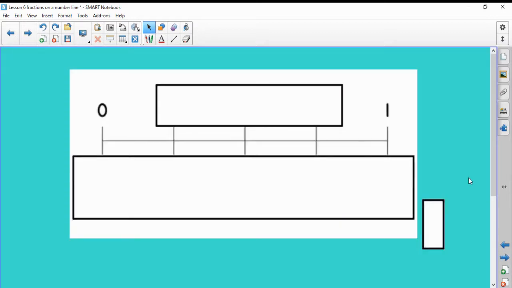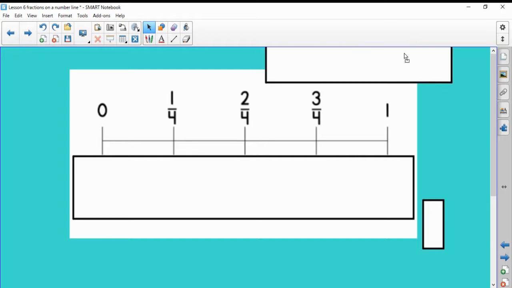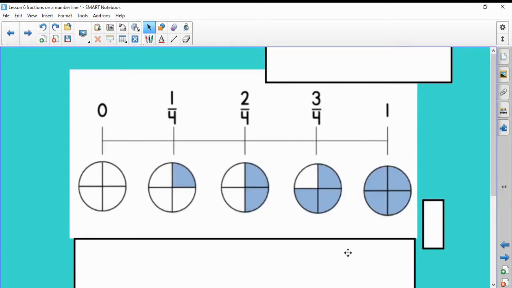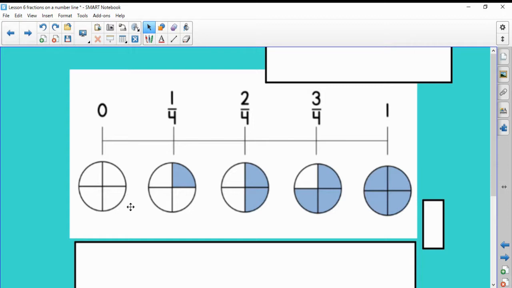So today's lesson, let's have a look at this number line. This number line shows 0 to 1 and is cut into 4 equal parts. We call these parts fractions. And we write it like this: 1/4, 2/4, 3/4, a whole one. We can also show it in pictures. This shape has been split into 4 equal sections. 1 is shaded for 1/4, 2 is shaded for 2/4.